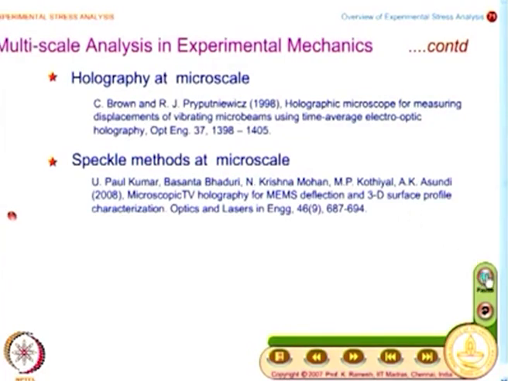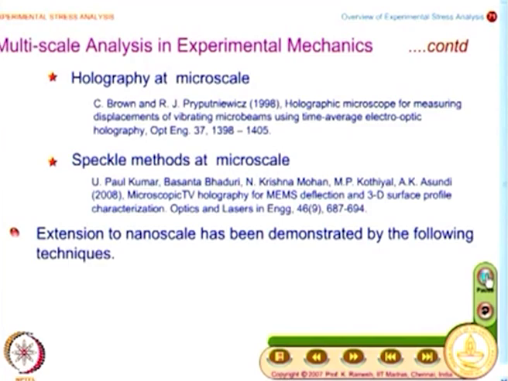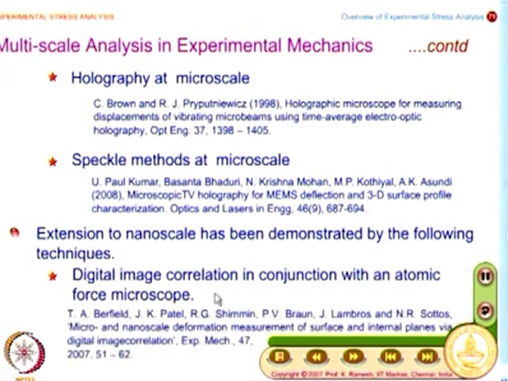Then we move on to nanoscale studies. They have been done using digital image correlation in conjunction with an atomic force microscope. And that is what I have been saying, digital image correlation is an emerging technique. The greatest advantage is if you are able to control the size of the speckles and also improve your optics, you could conveniently study at different scales.